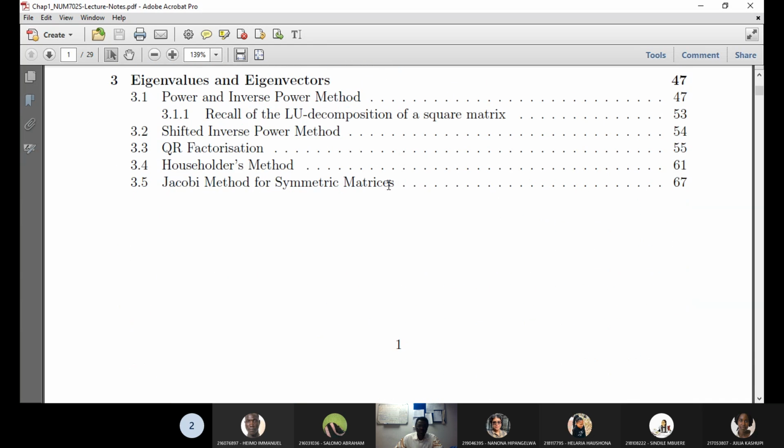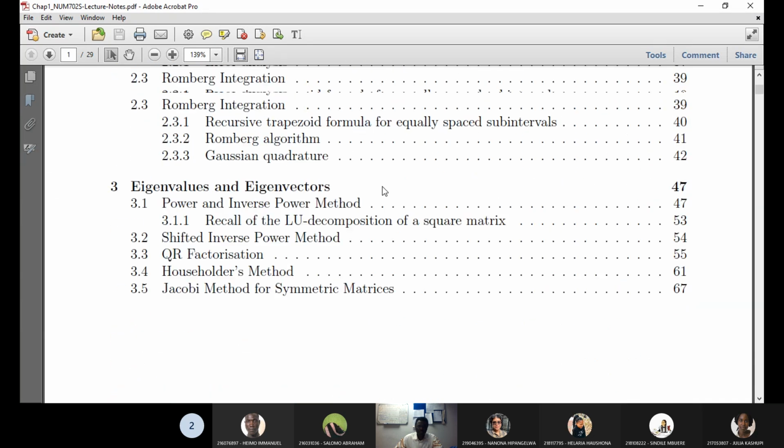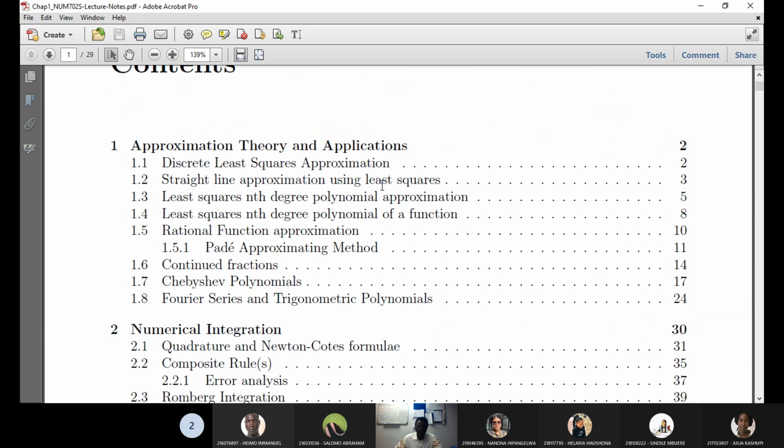Okay, so let us quickly go through. Before we move to the next slide, I was talking about the purpose of approximation theory. I mentioned the least square method. I mentioned also polynomial interpolation. We also have rational function approximation.